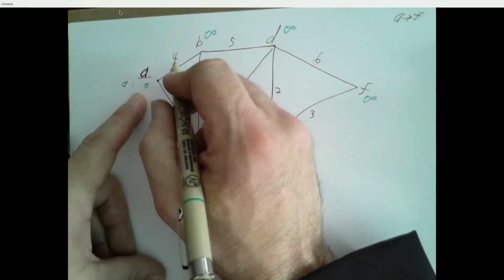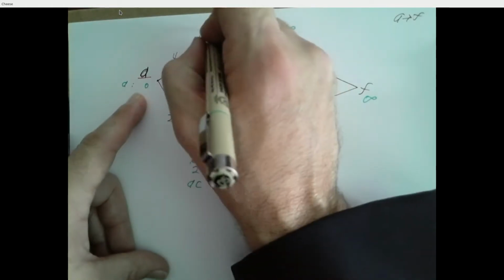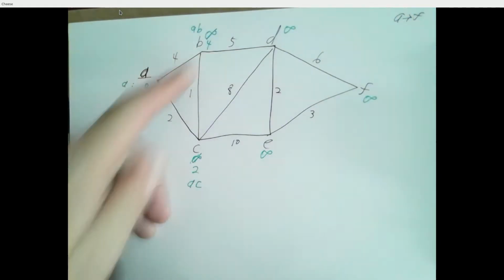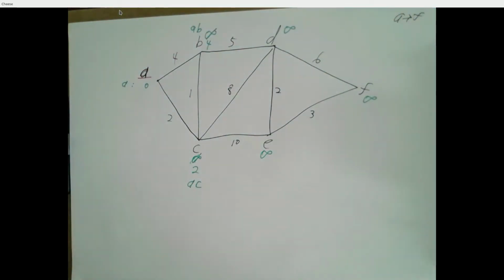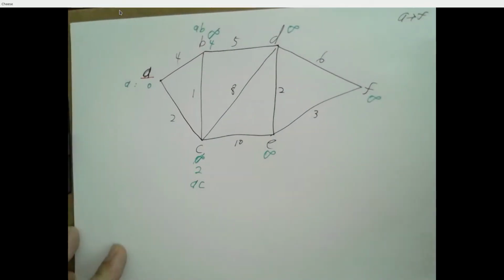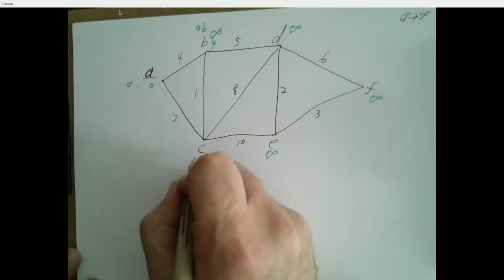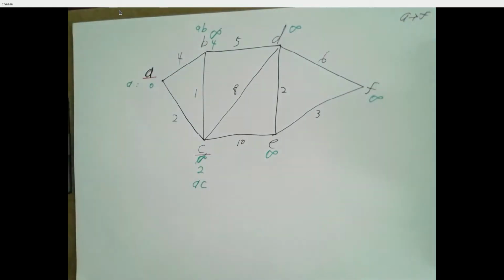0 plus 4 is 4. That's better than infinity, so let's relax that to a 4, and the path is the path to A followed by this node B. So the only difference this time through is I'm recording these paths as we go. All right, so find the closest node. That's a 2. That's node C. That's going to be our current node.